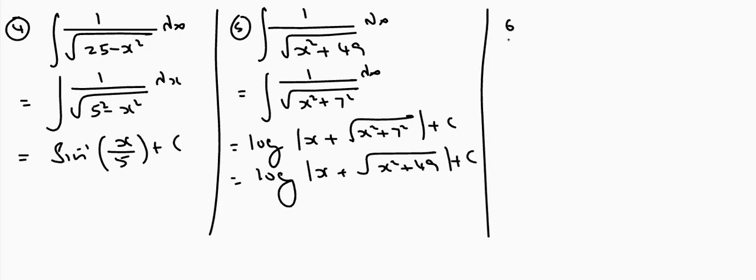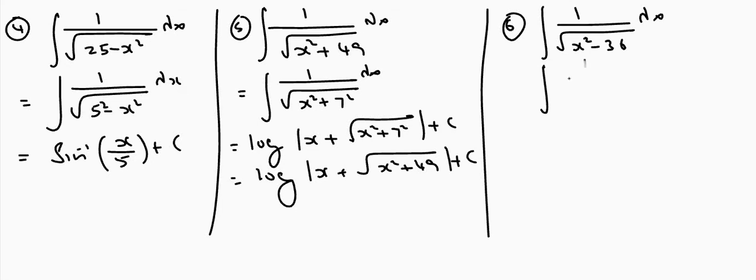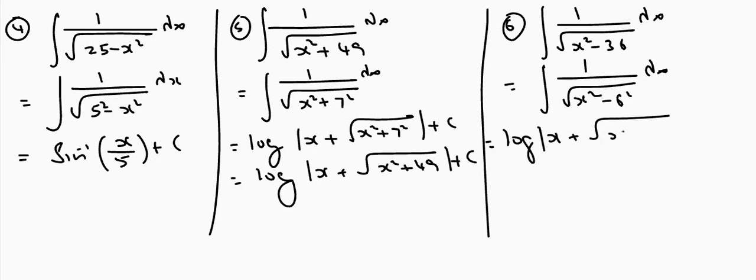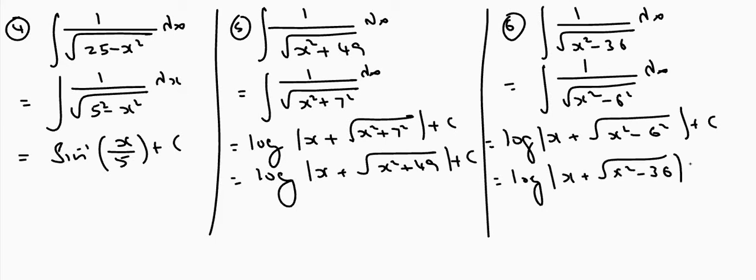Then the sixth formula is the integral of 1 by root of x square minus 36. We can write x square minus 6 square, which is of the form x square minus a square, so it is log modulus x plus root of x square minus a square plus c, which is equal to log modulus x plus root of x square minus 36 plus c.